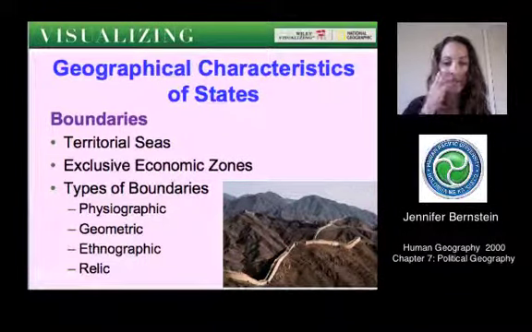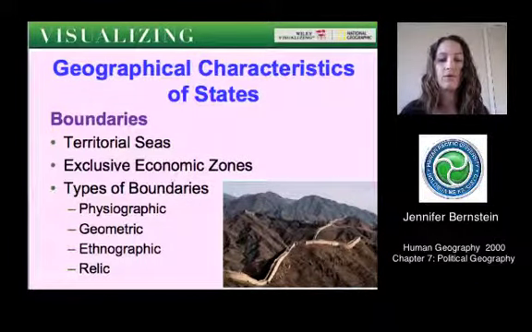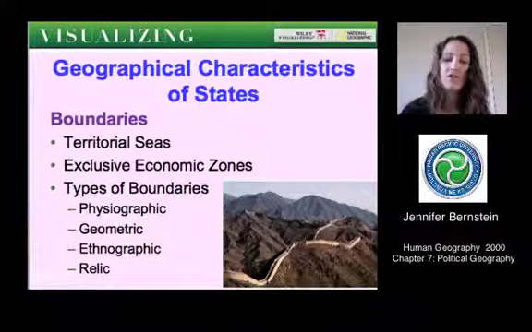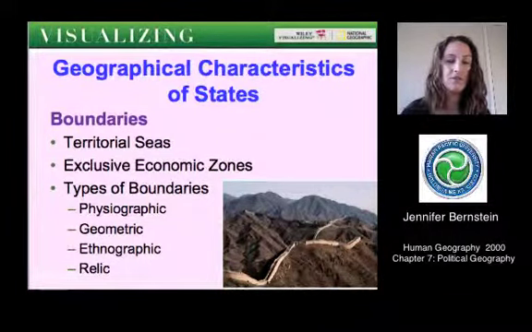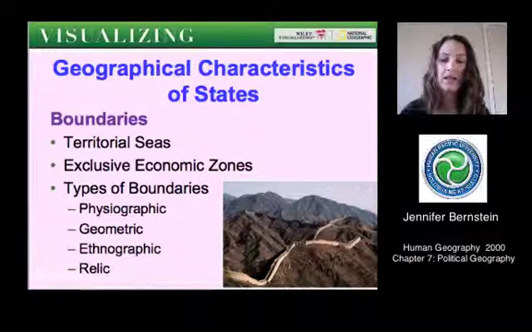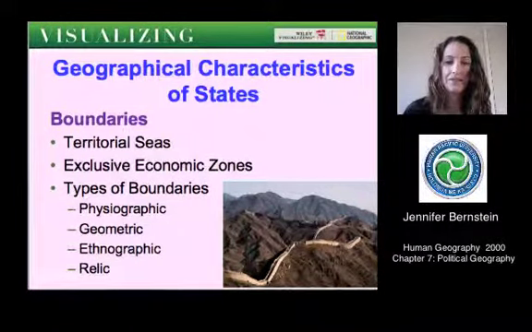Boundaries, of course, are political, but they often make use of physical features like rivers or mountains, which are called physiographic boundaries. Geometric boundaries are straight. They often follow lines of latitude or longitude. Ethnographic boundaries are based on cultural traits like religion, language, or ethnicity. And a relic boundary is a former boundary that is no longer enforced. A great example of this, shown in the image here, is the Great Wall of China.